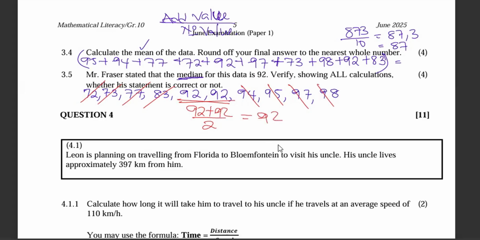What are we into? They are saying verify, showing all calculations, whether his statement is correct. So you conclude and you say, the statement is what? Is correct. The statement is correct.